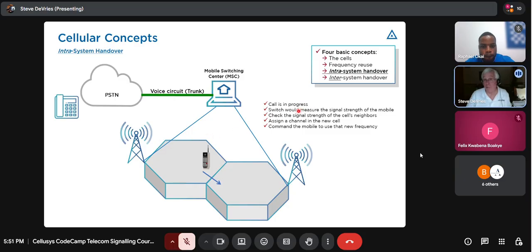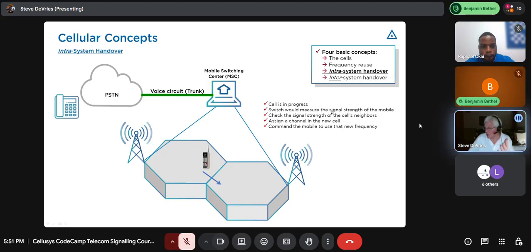A call has to be in progress. You have to be talking to someone in order to be handed off to another voice channel. So the switch would measure the signal strength.